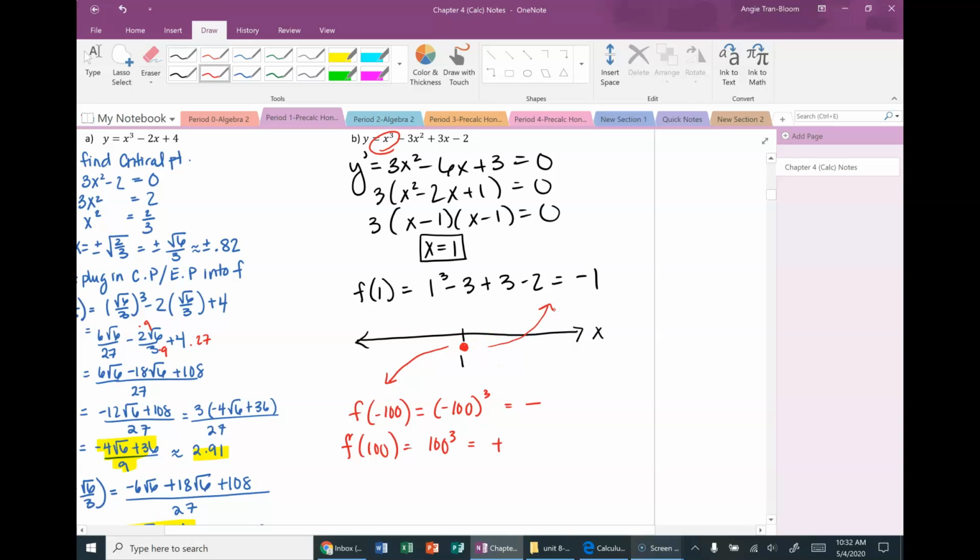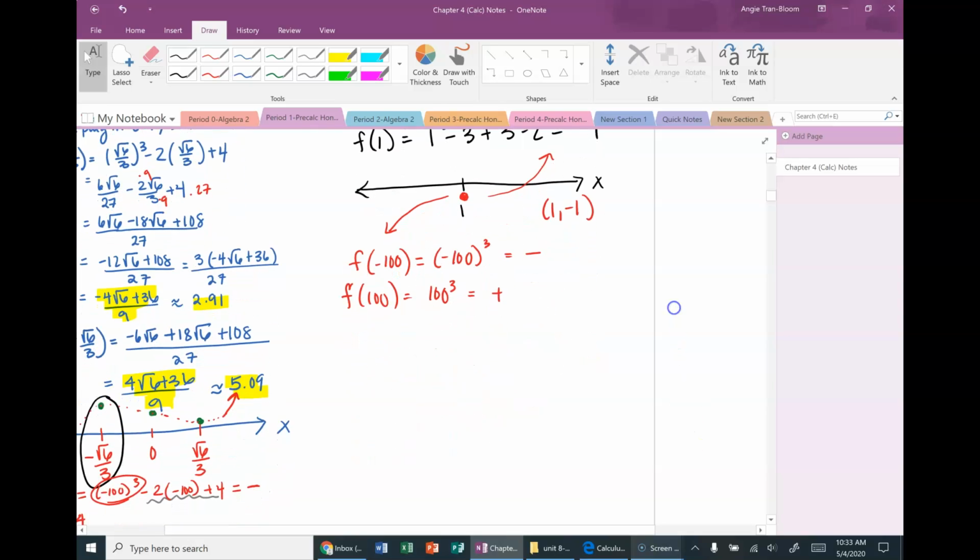Okay. Now, because your point was 1 comma negative 1, by definition, it's not bigger than all the points, and it's not smaller than the rest of the y's. You do not have an extreme value. No extreme value.